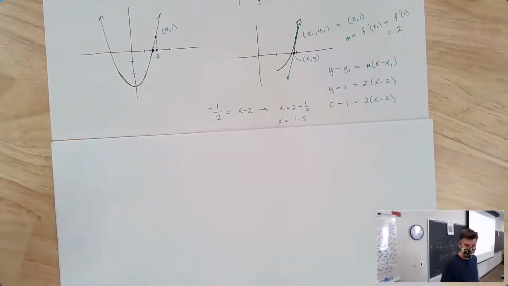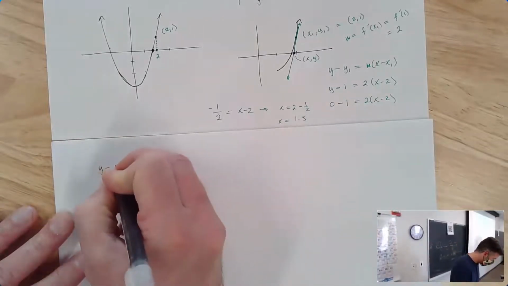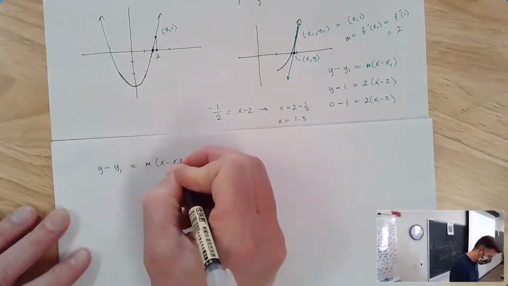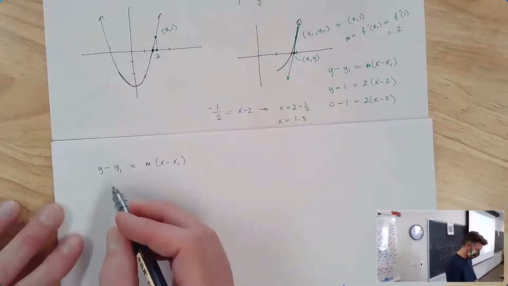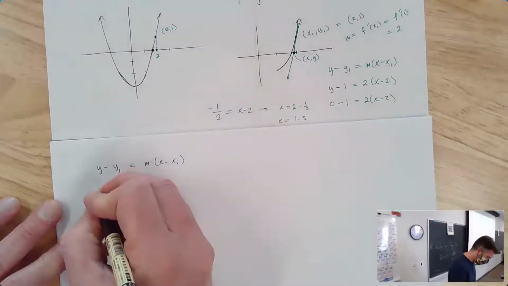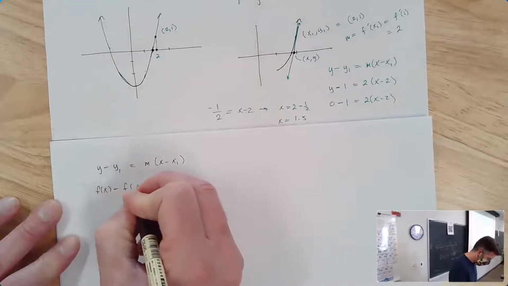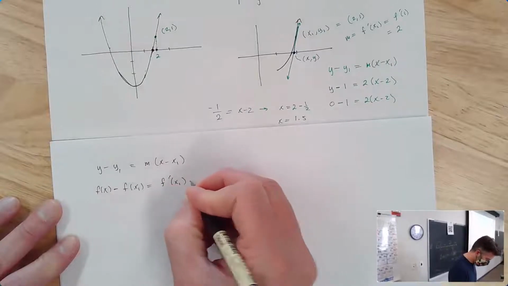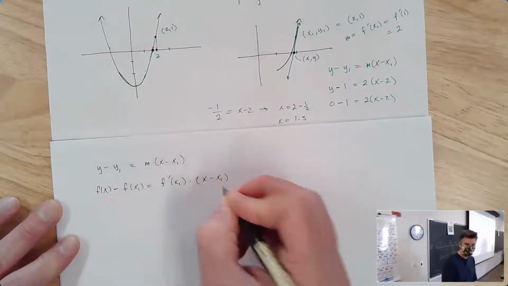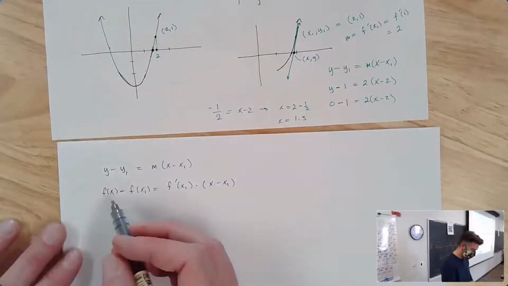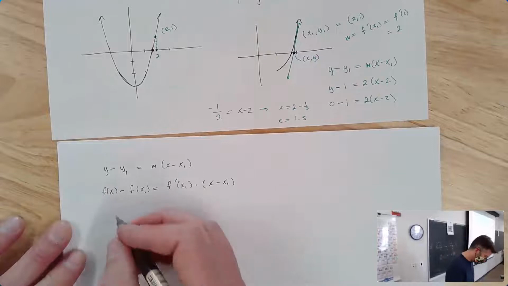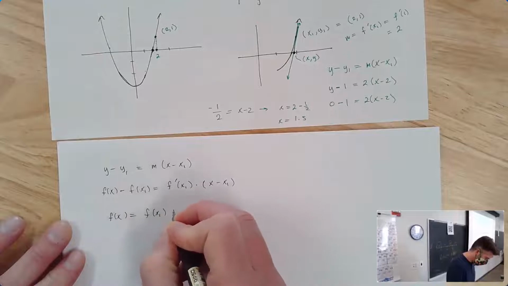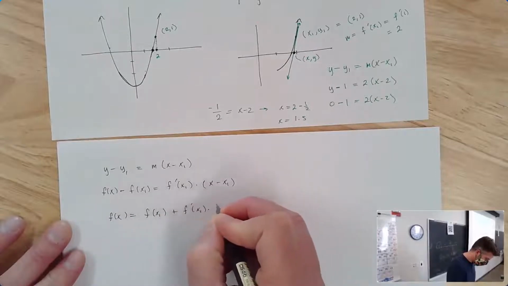So here's the more general idea. We have y minus y1 equal to your slope times x minus x1. What we're going to do is replace things with what they're called. So we're trying to say that this is your f of x minus your f of x1 equal to your slope, which is going to be the derivative at your point x1, times x minus x1. And then I'm going to isolate my f of x here. So f of x is equal to f of x1 plus f prime of x1 times x minus x1.